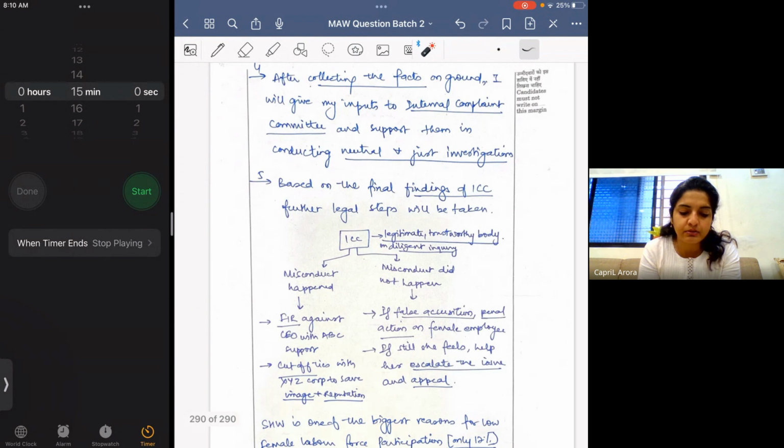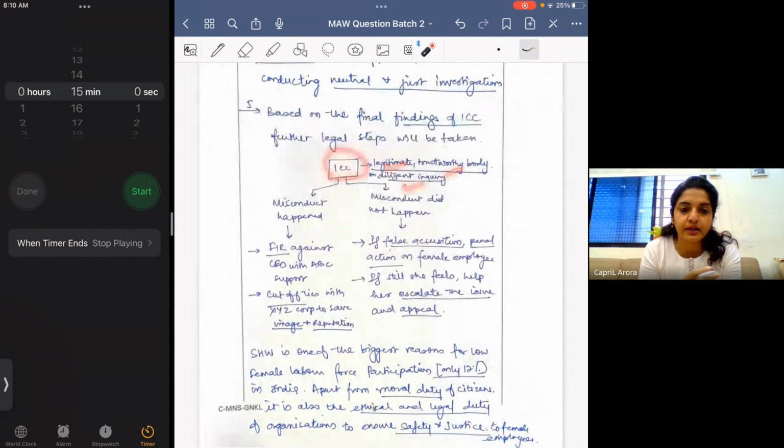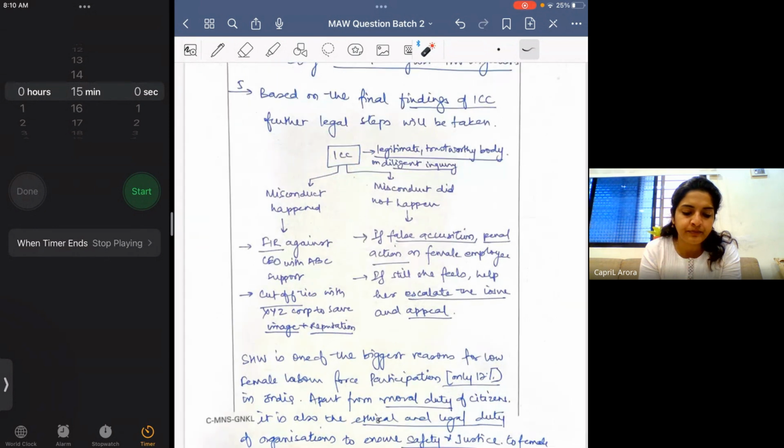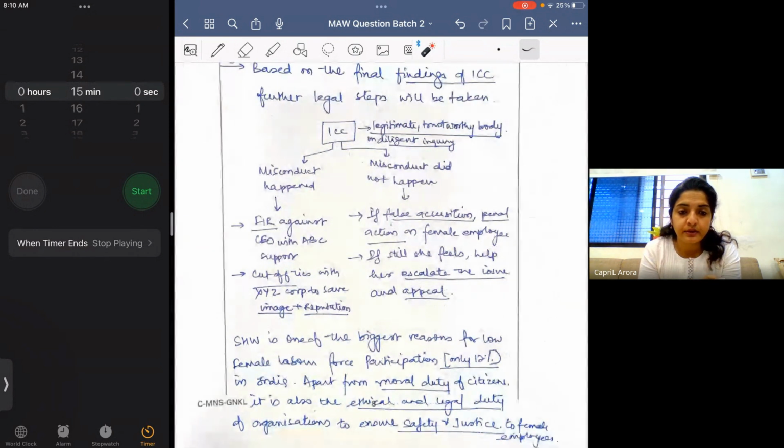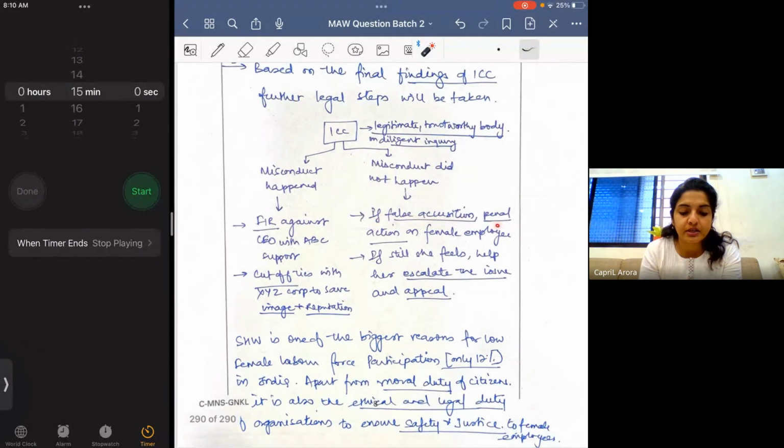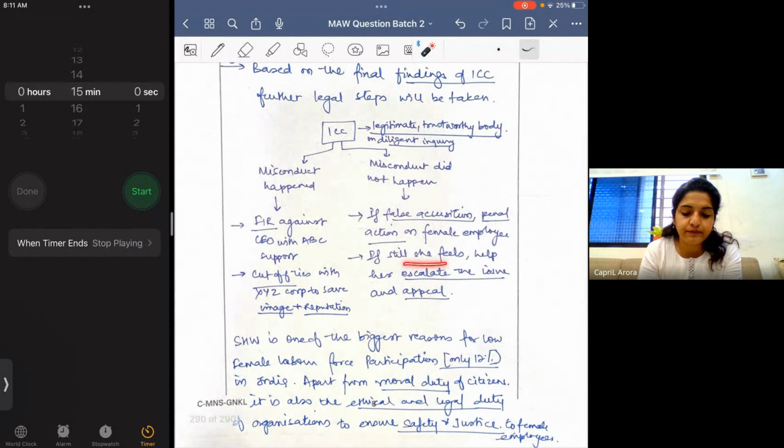The ICC is a legitimate, trustworthy body that carries out a diligent inquiry. If the misconduct has happened, in the findings, then an FIR against the CEO with ABC's support, and cut off ties with XYZ Corp to save the image and reputation of our own company. If the misconduct did not happen, if it was a false accusation, penal action against the female employee. If she still feels aggrieved, help her escalate the issue and appeal.